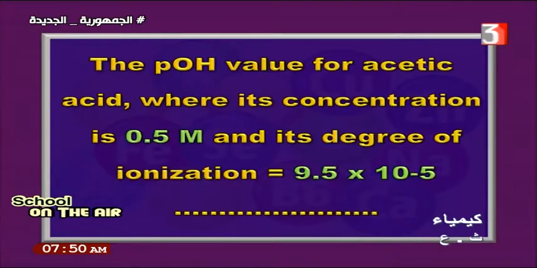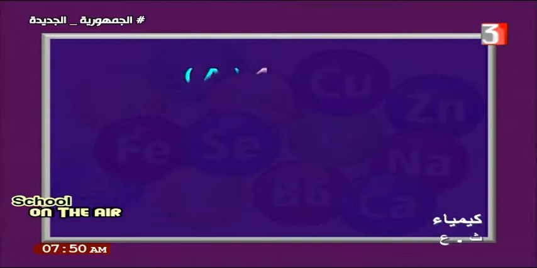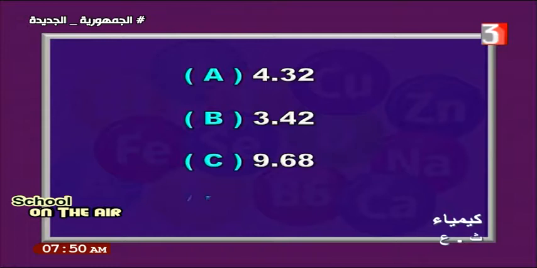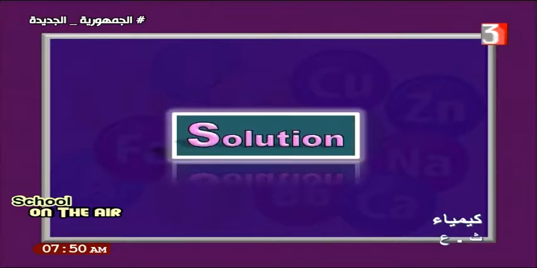Next problem. The pOH value for acetic acid, where its concentration is 0.5 molar and its degree of ionization alpha equals 9.5 times 10 to the power negative 5. Is it choice A or B or C or D? If you solve the problem, it will be 9.68. The solution for the problem.